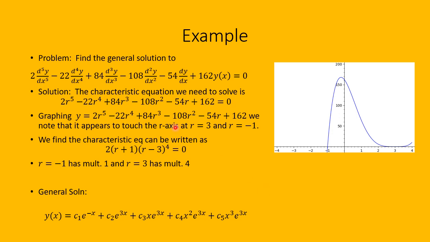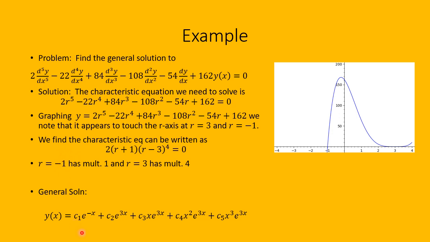Now, the thing that we're graphing over here is fifth degree. So there should be 5 solutions to this equation, counting multiplicities. And if you play with it for a little while, you can figure out that the characteristic equation does factor into 2 times (r plus 1) times (r minus 3) to the 4th equals 0. So from this factorization, we can see that r equals minus 1 has multiplicity 1, and r equals 3 has multiplicity 4.